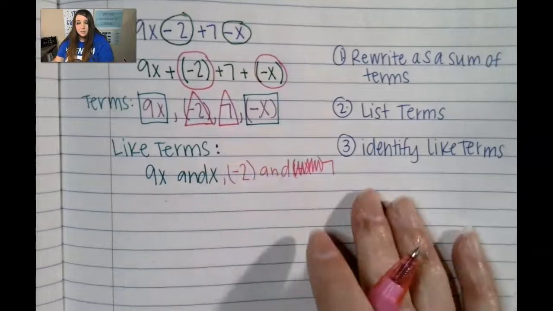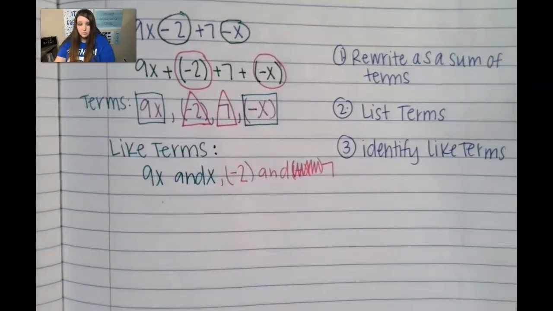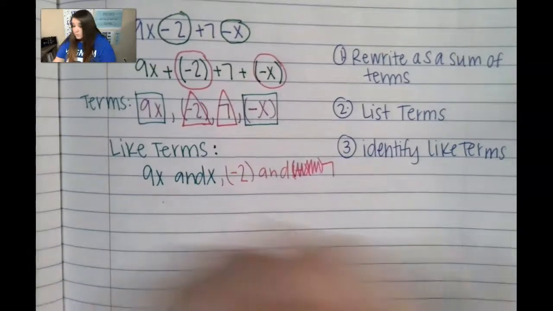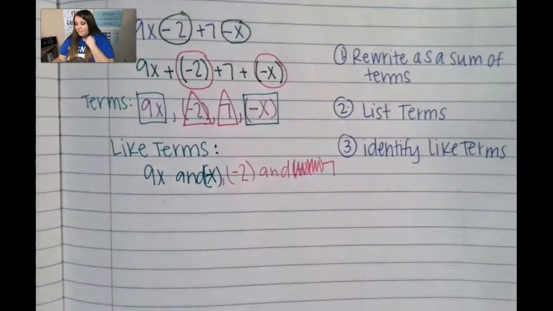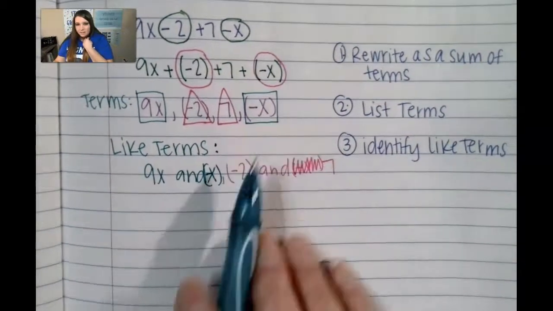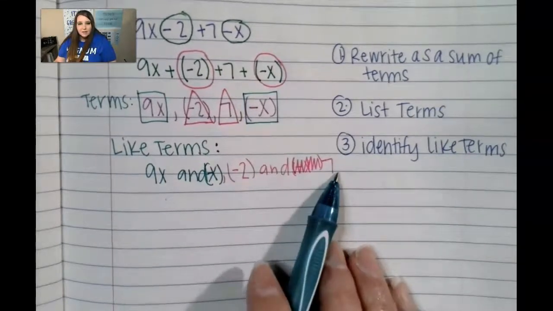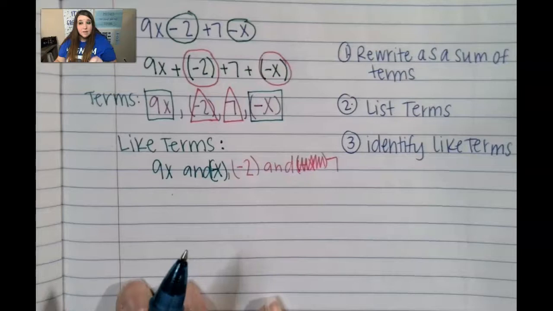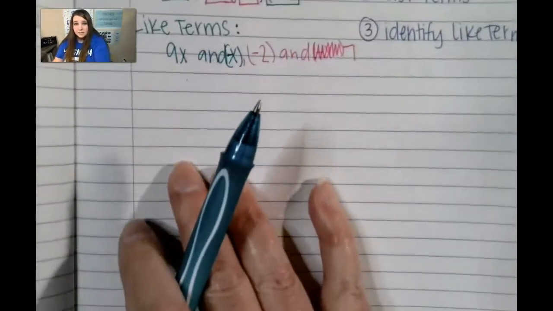And our constants. Okay, so we have, wow, I just messed that all up. There we go. We have 9x and -x. My goodness, Miss Englander, what is happening to your brain right now? And we have -2 and 7. Okay, let's do another one so that it doesn't confuse you. And I apologize for making a mistake there.